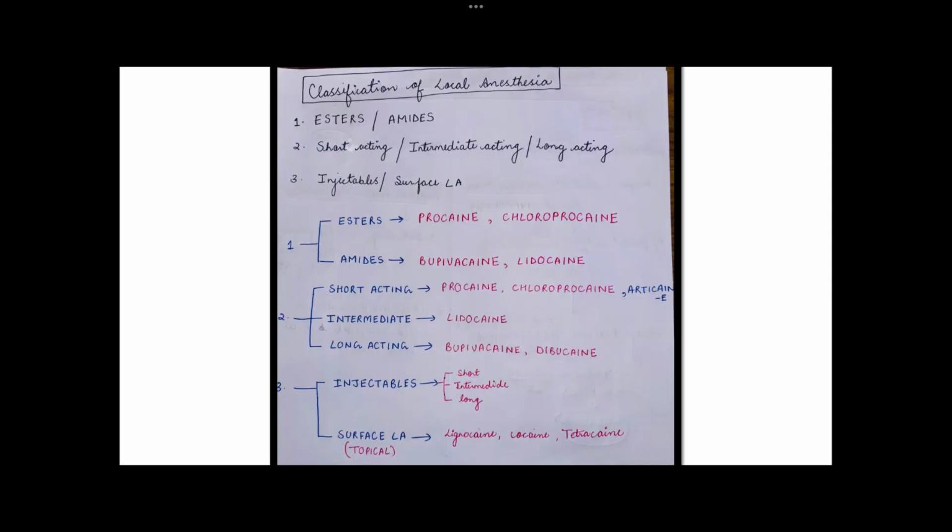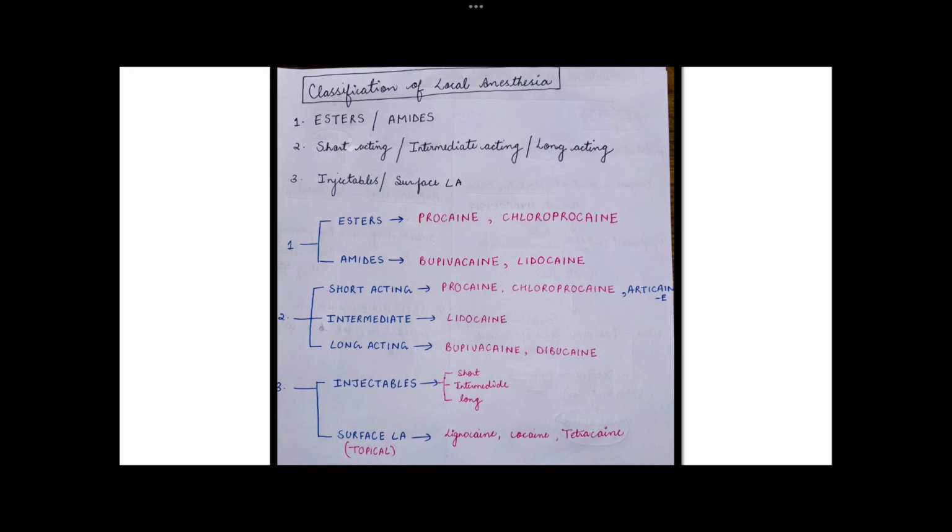Now let's see the classification of local anesthesia. The classification states it is of three categories. First is whether the drug is an ester derivative or an amide derivative. Then we have short acting, intermediate acting, and long acting. Then the third classification is whether it is injectable or surface LA. Now let's see esters and amides. Procaine and chloroprocaine belong to the ester category. Then we have amides, bupivacaine and lidocaine.